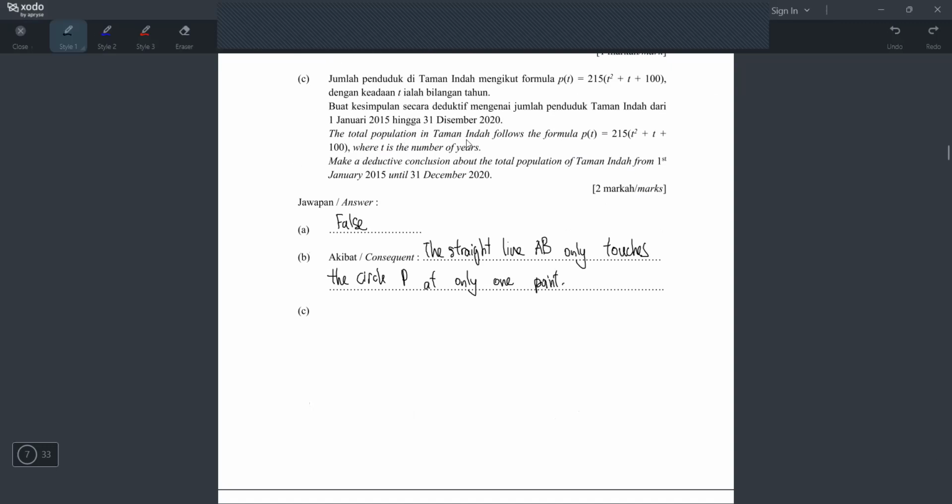The total population in Taman Indah follows this formula. Okay, let's write down the formula PT. Why I write down? Because I know definitely will be useful later. 215 and then bracket T square plus T plus 100. Of course, you can expand this, okay? But let's not do that first. Let's see what they want, right?